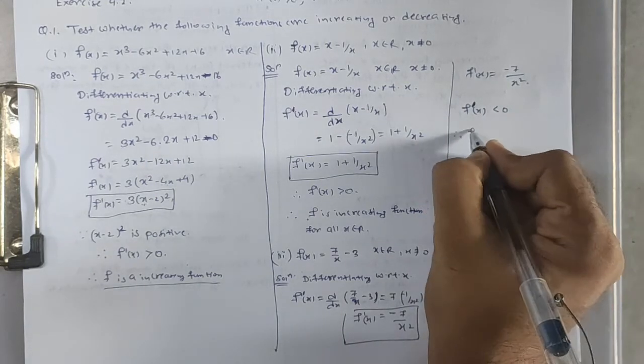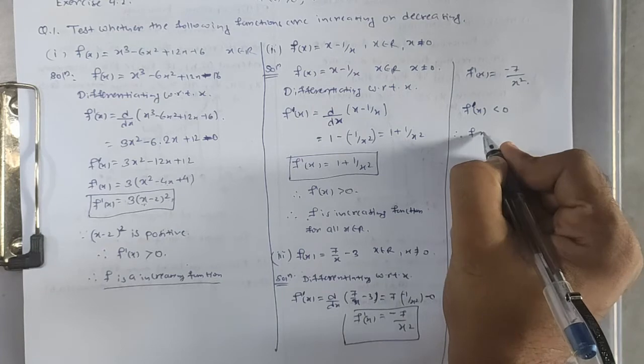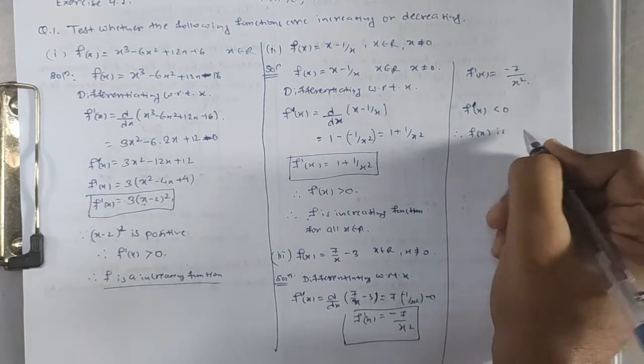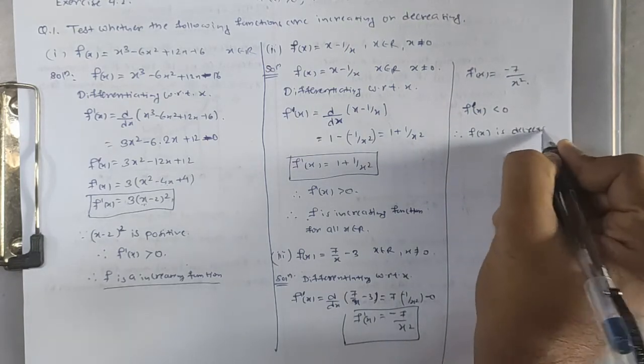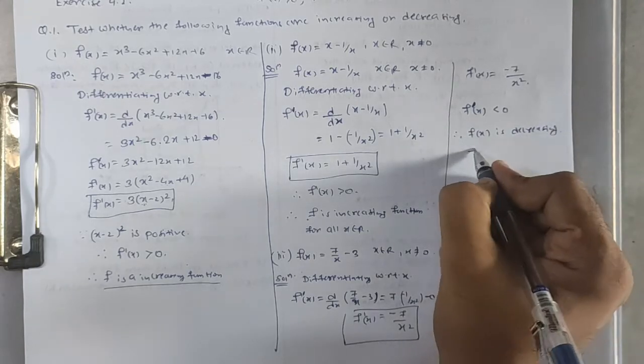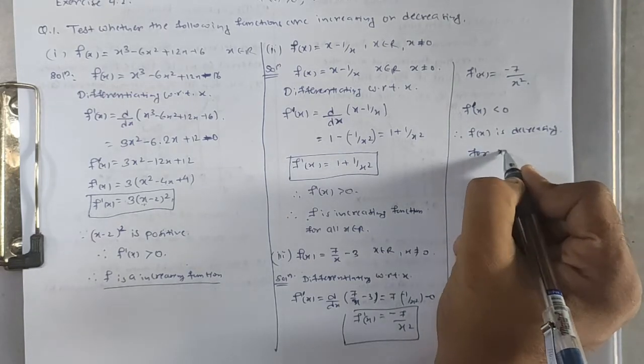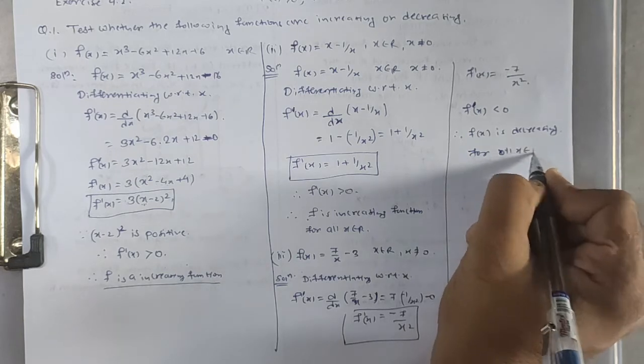Therefore, the function f of x is decreasing for any value of x, for all x belonging to the real numbers.